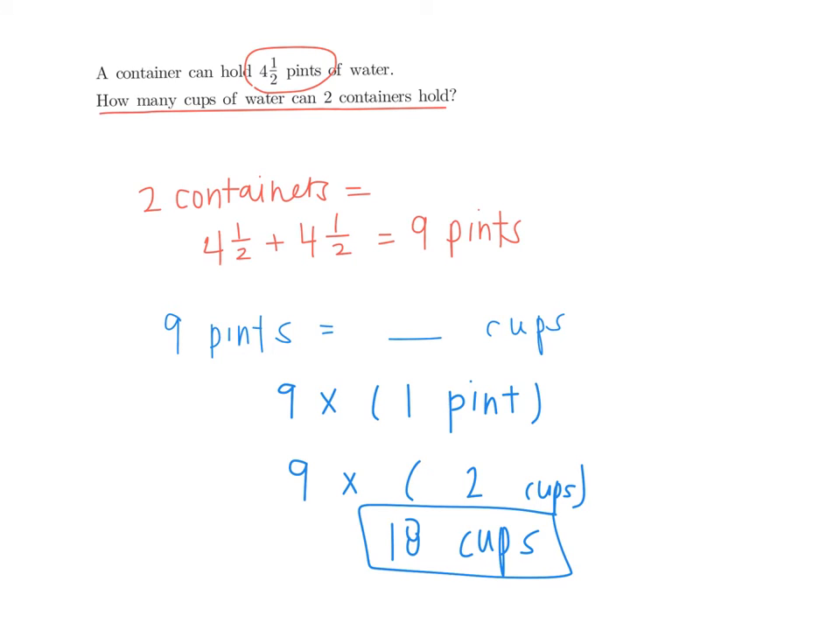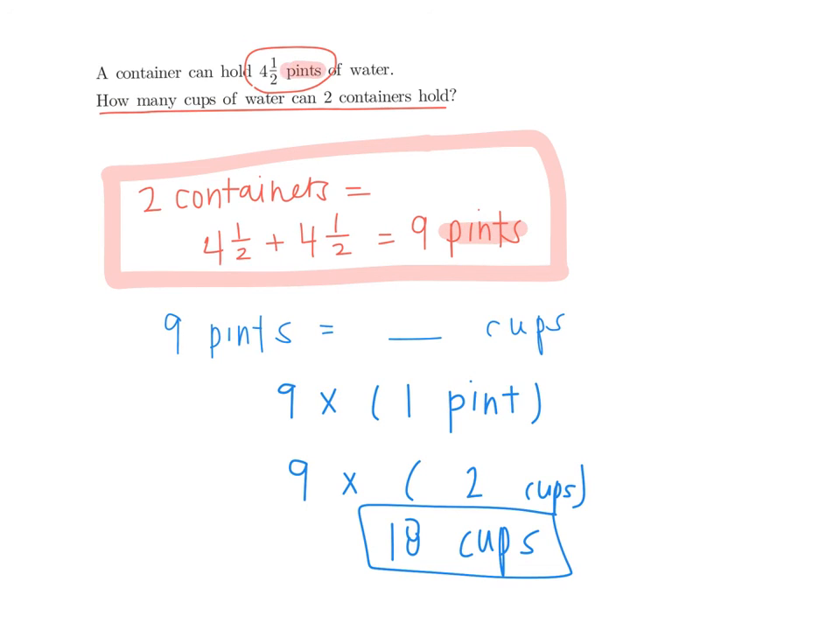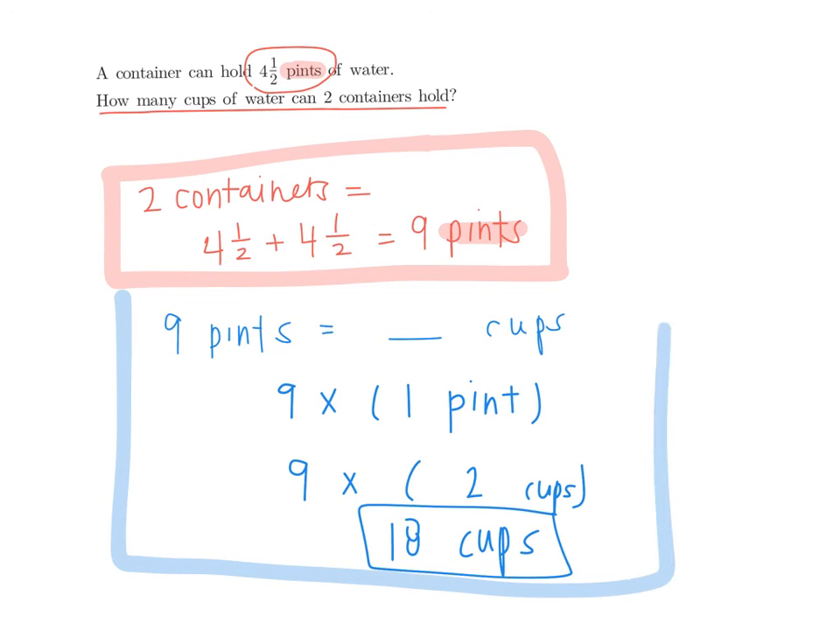Okay, so this is what I mean by a multi-step word problem. Our first step, we have to first figure out how much water is in 2 containers in pints in our old units. And then for the second step, we can then convert pints into the new units, which is cups.